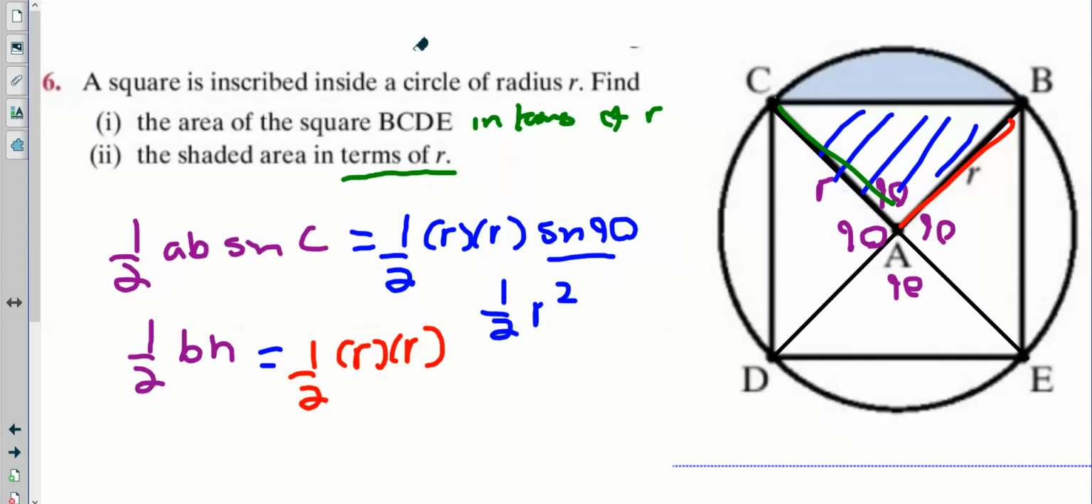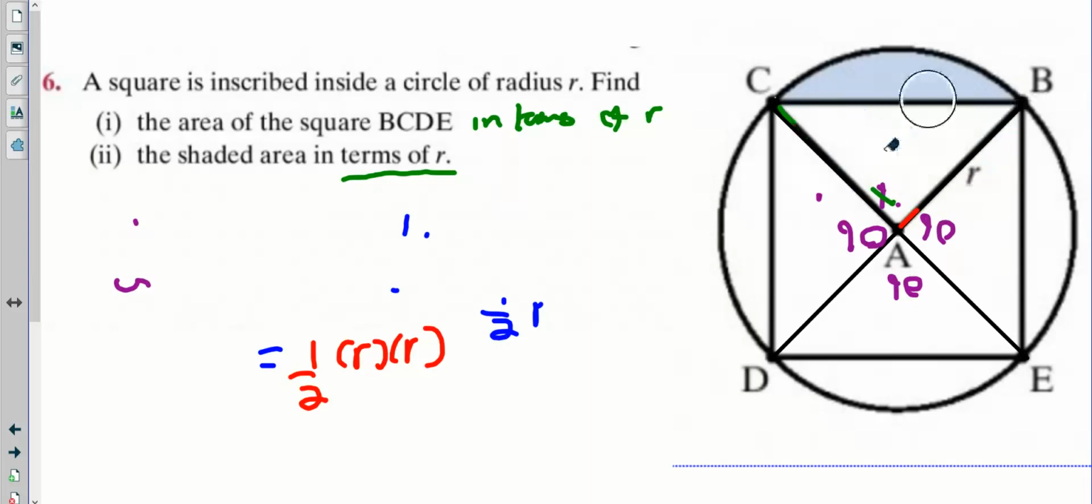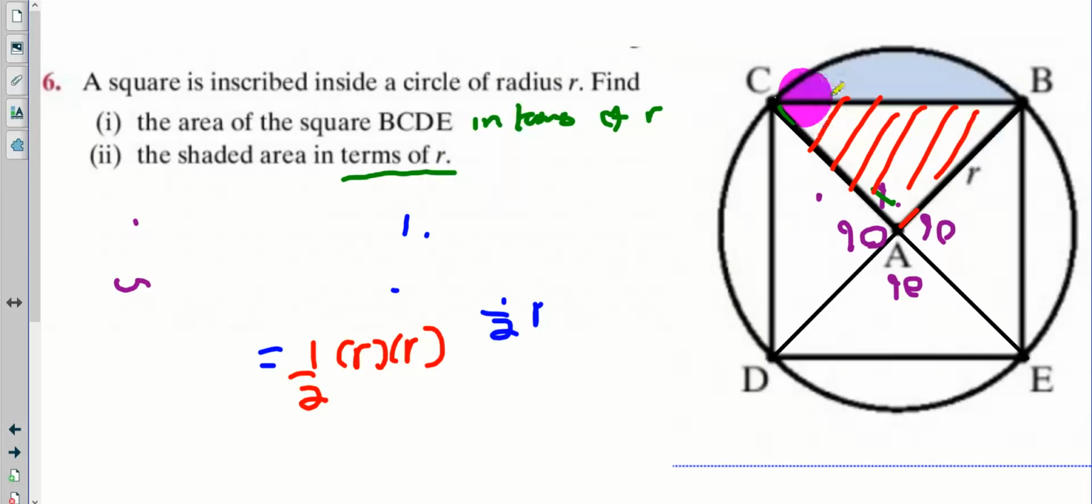Now, here's the difficult part. What you guys are going to need to do now is, we have the area of the triangle. What you need to find out now is the area of the pizza slice here. See that pizza slice here? Anybody have any ideas how to get the area of that? Area, not length.